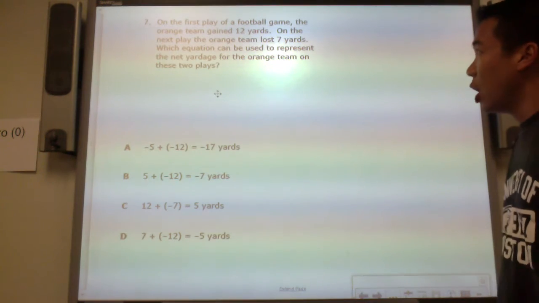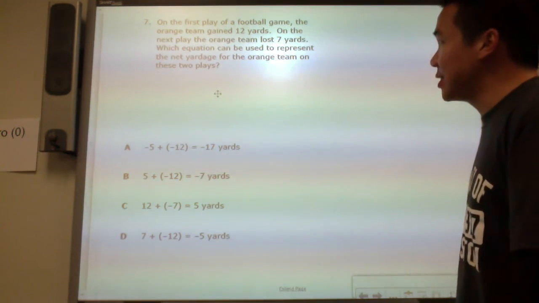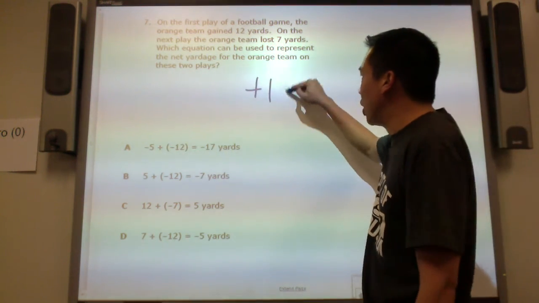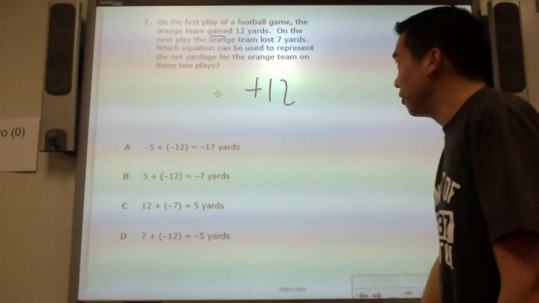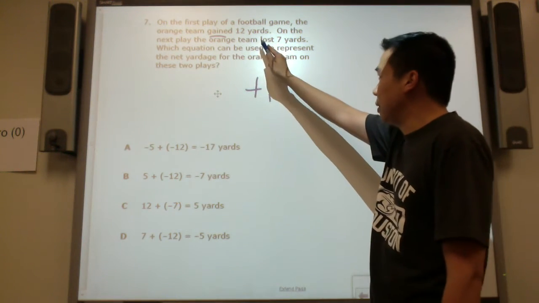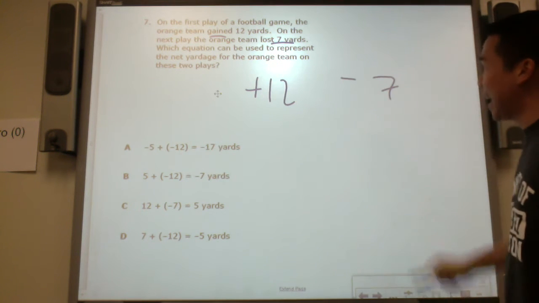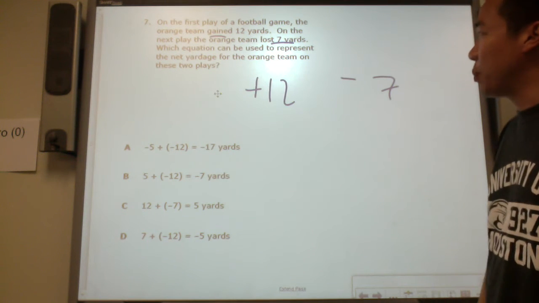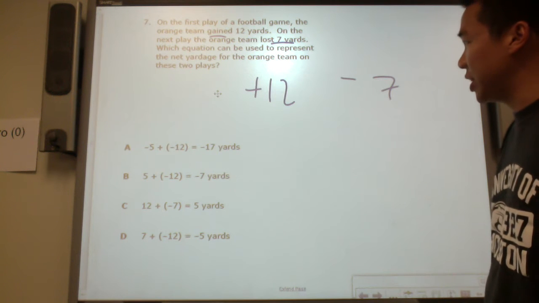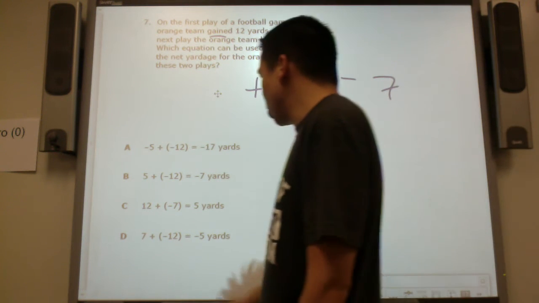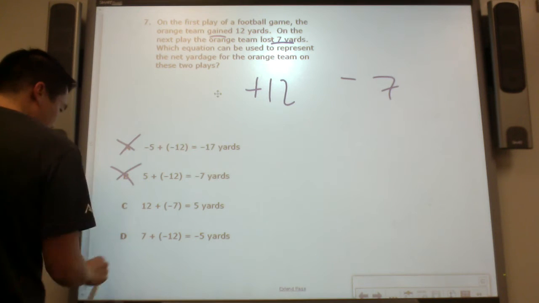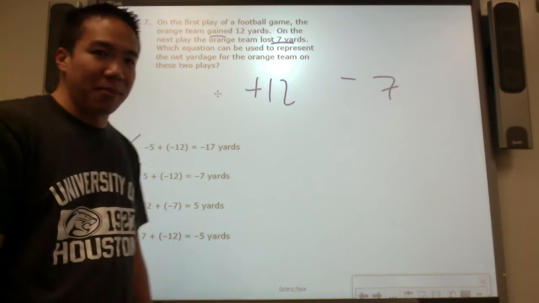Number 7. On the first play of a football game, the orange team gained 12 yards. Gain is positive. On the next play, the orange team lost 7 yards. Loss is negative. Which equation could be used to represent the net yardage for the orange team on these two plays? So looking for positive 12. Nope, nope, nope. C is the only answer that makes sense.